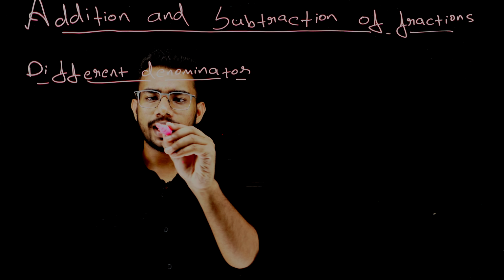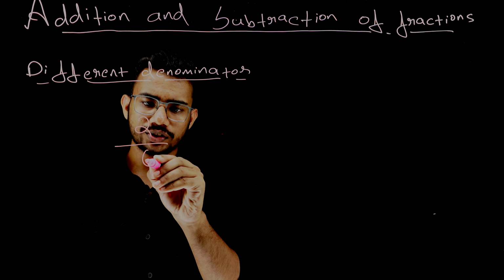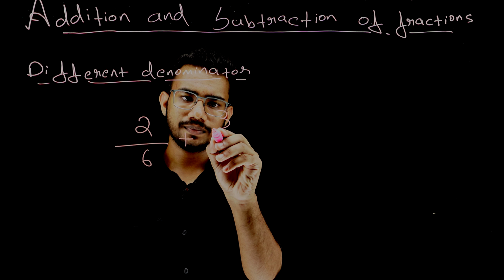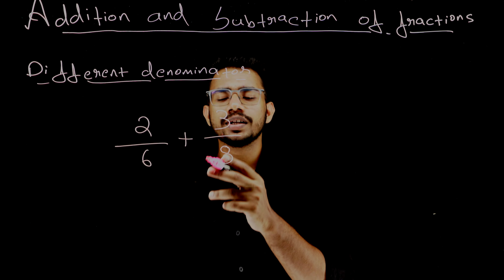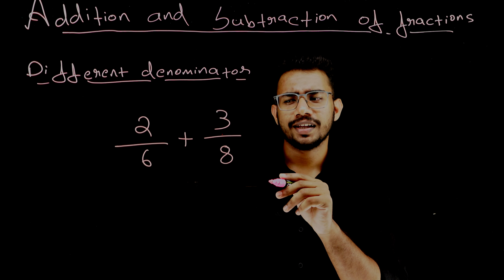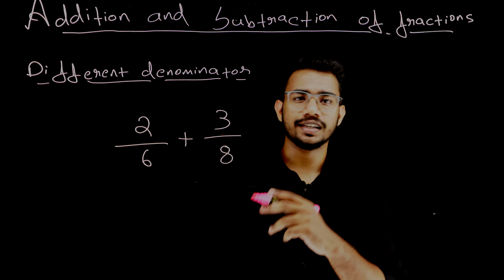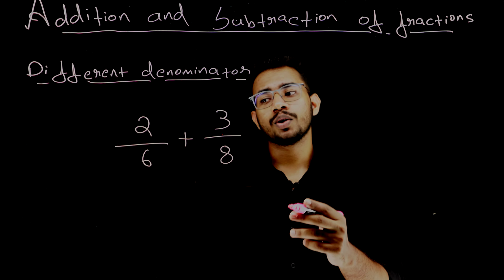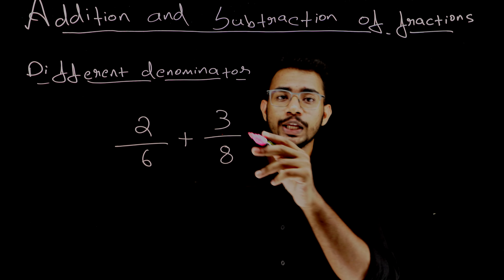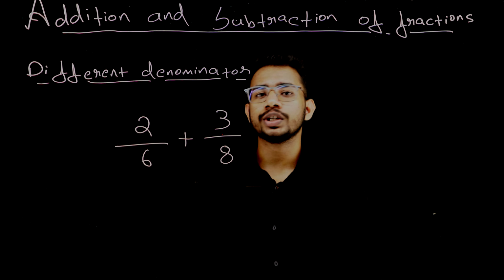Let's say I need to add 2/6 plus 3/8. Here I have different denominators, and the problem is that I can't add the numerators directly like that. So what we're going to do is make the denominators the same by finding suitable equivalent fractions, and then add the numerators. That is how we are going to proceed in the proper method.